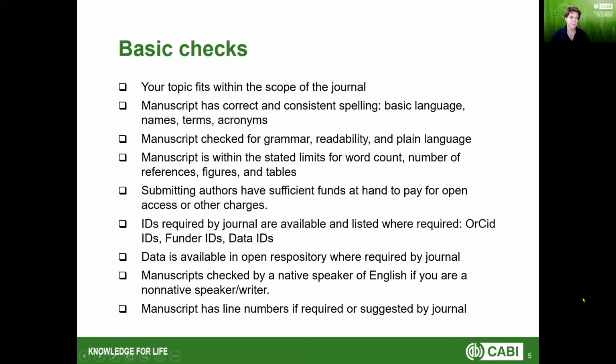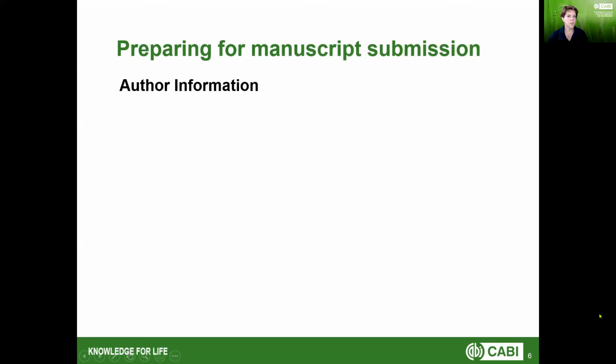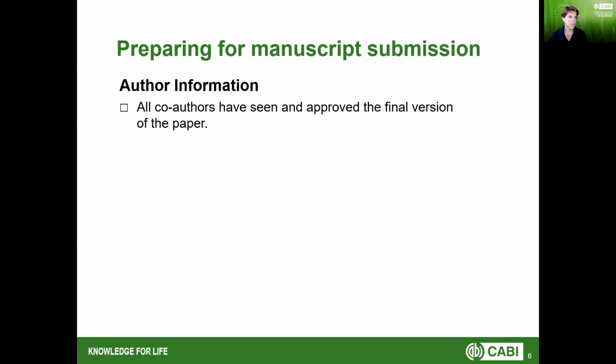So again, many of these things go back to reading the instructions for authors carefully and doing a first round of thorough basic checks. So next, you need to think about author information. You need to make sure that all the co-authors have seen and approved of the final version of the paper. Lots of problems can come up if the version that you submit has some aspect, some language, some data of some sort that one of the authors isn't happy with.